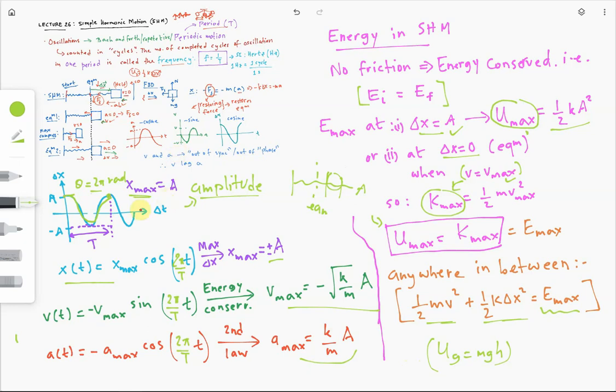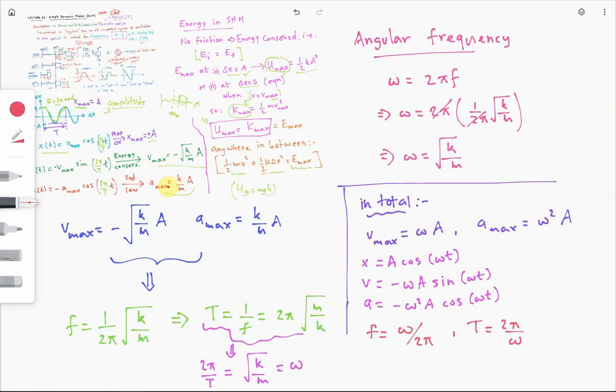The fact that we have k over m in expressions for Vmax and Amax tells us that k over m must dictate some form of motion of our system, right? Then let's look at k over m a little bit more closely. What is k? K is the spring constant of the spring. M is the mass attached to the spring. So m is the mass of the block.